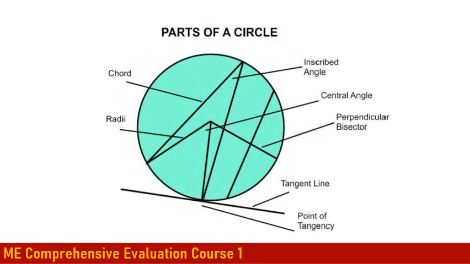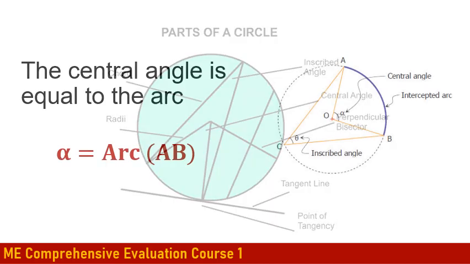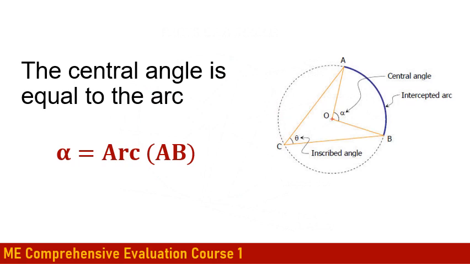Here are other parts of a circle. We have the chords, we have the radii, we have the point of tangency, the tangent line, perpendicular bisector, central angle, and also we have the inscribed angle. The central angle of a circle is equal to the length of the arc.